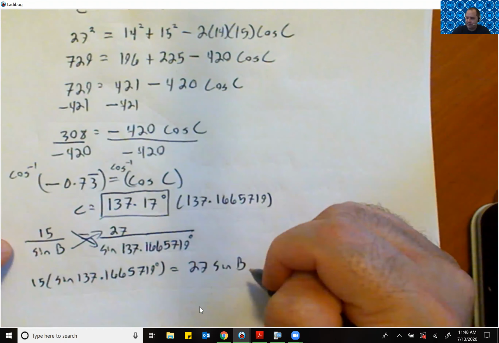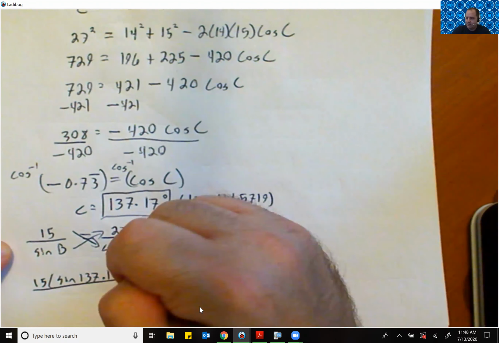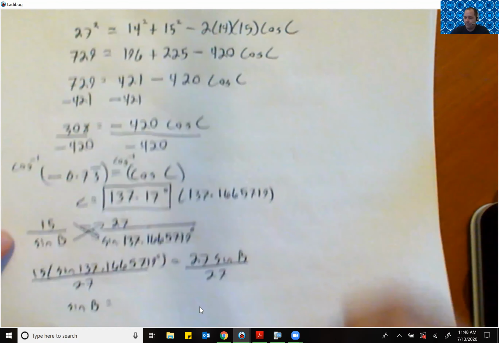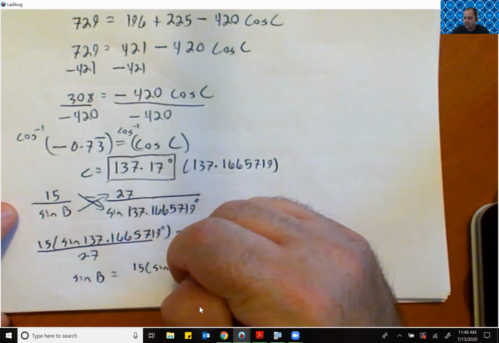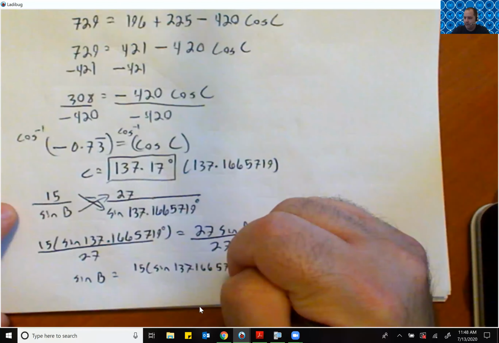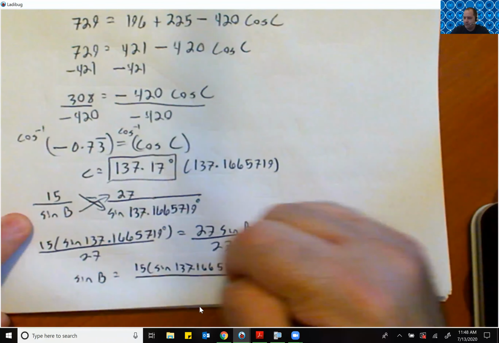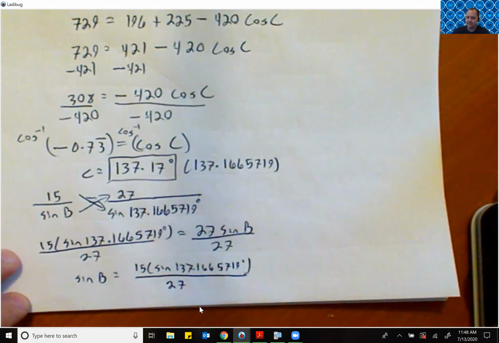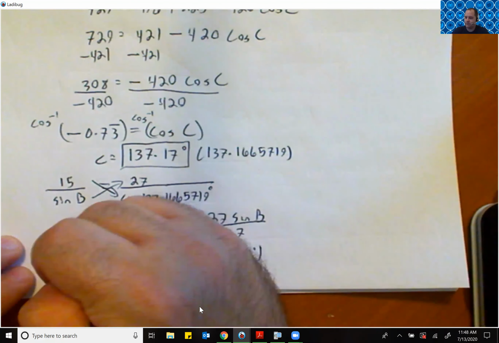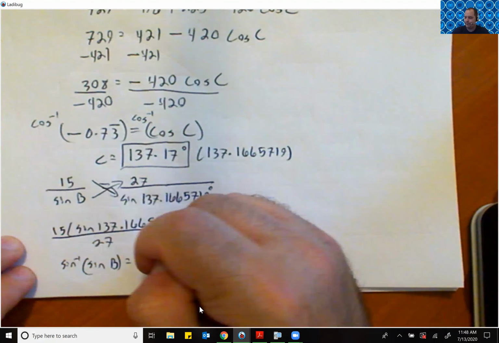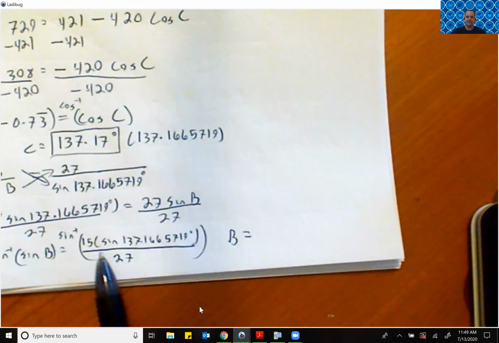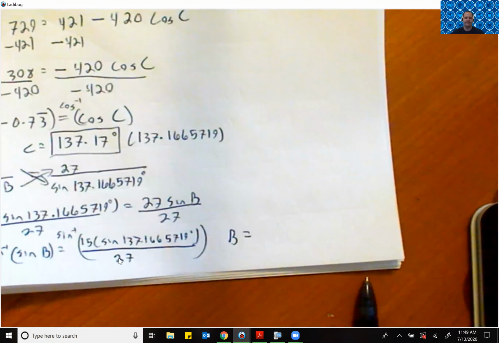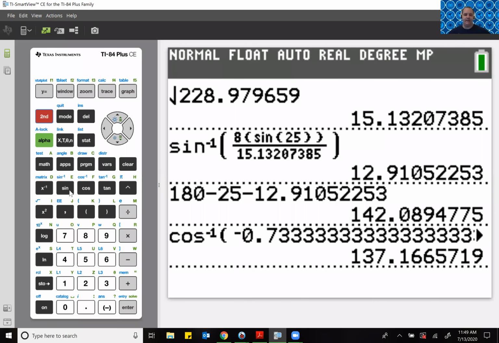Divide by 27, divide by 27. Sine B is equal to 15 parenthesis sine 137.1665719 degrees all over 27. How do I get B by itself? Sine inverse. You guys are so smart. You're so good. I'm so proud of you. So B is going to be equal to the inverse sine of all this jazz. So let's go to our calculator, let it do the heavy lifting for us. Second sine.